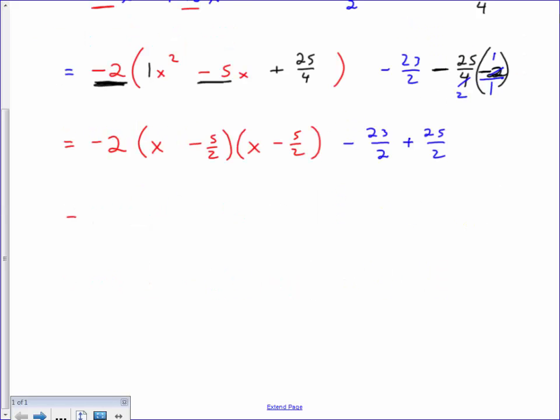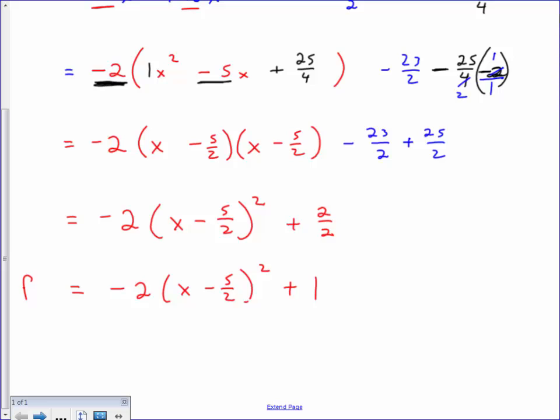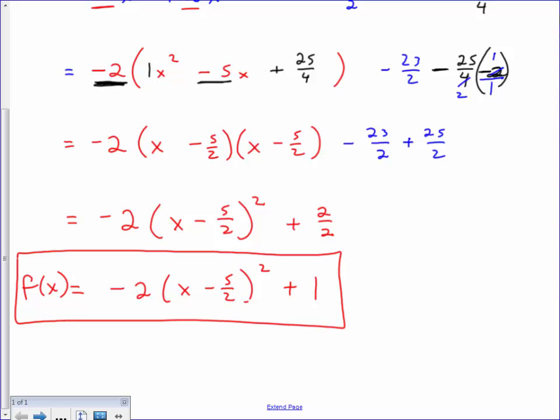From here, just rewriting, this would be -2 times x minus 5/2 squared. And then I see conveniently enough that I have a common denominator with my 2 fractions in blue. So -23/2 plus 25/2 ends up just being 2/2, which would then reduce. So I'd have -2 times x minus 5/2 squared plus 1, and I can bring my function notation down, and here is my function with completing the square.